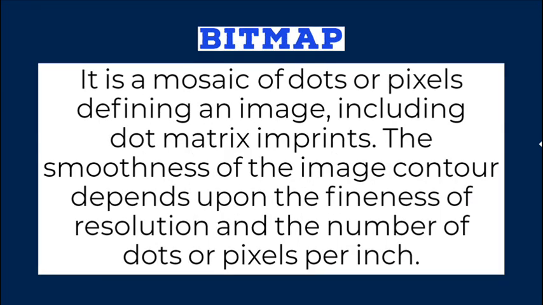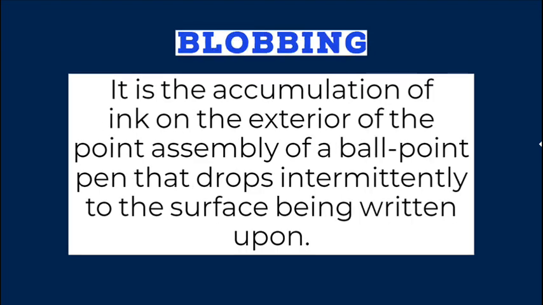Bitmap. It is a mosaic of dots or pixels defining an image, including dot matrix imprints. The smoothness of the image contour depends upon the fineness of resolution and the number of dots or pixels per inch. Blobbing. It is the accumulation of ink on the exterior of the point assembly of a ballpoint pen that drops intermittently to the surface being written upon.